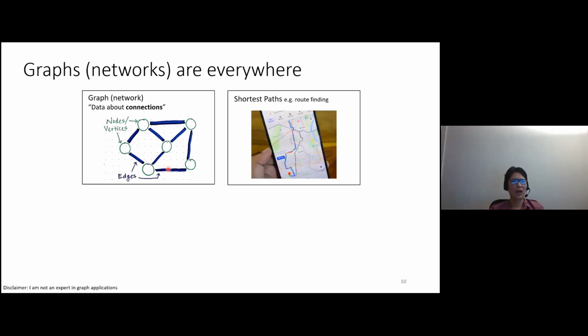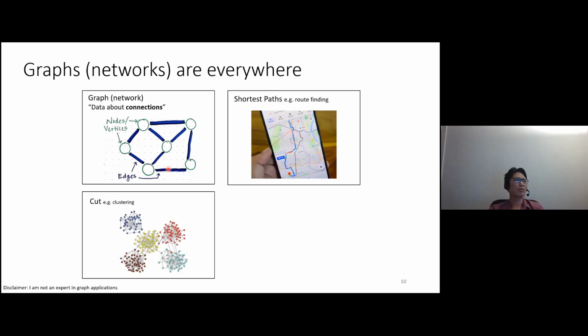And maybe you have seen this kind of data somewhere. For example, if you use your phone to find directions, you are solving a problem called shortest path on the map, and that's one graph algorithm. Or maybe you have seen something called cut, where you have to cluster graph data. In some of the algorithms for shortest path itself, you have to do some clustering too. And the cut algorithm is a basic of clustering.